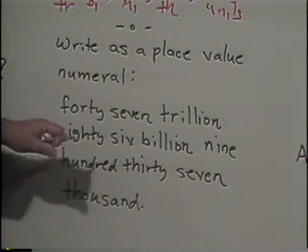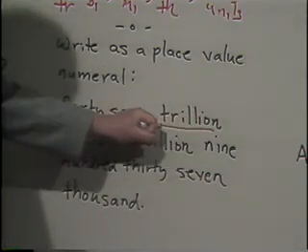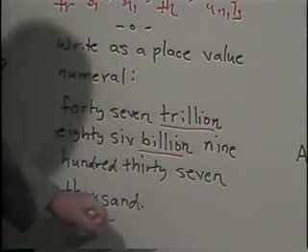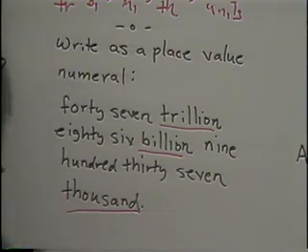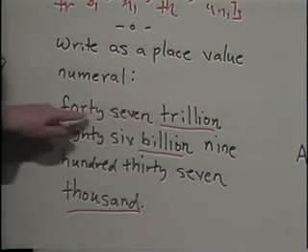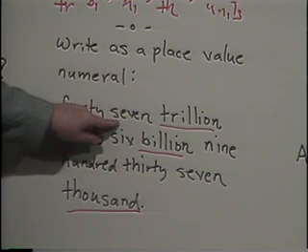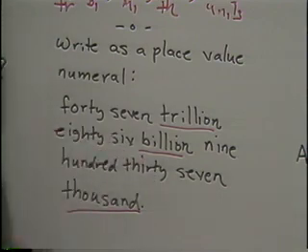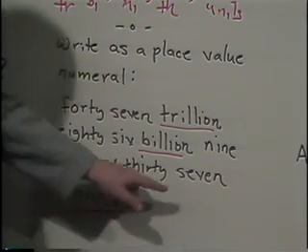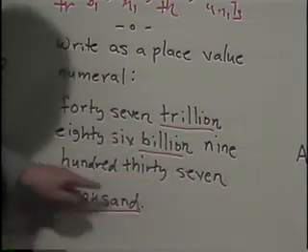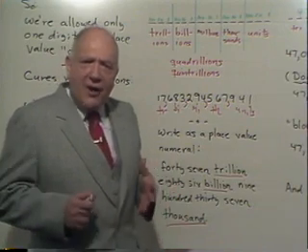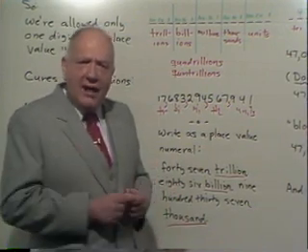So what we look for are key words. Here's the word trillion. Here's the word billion. Here's the word thousand. What adjectives modify these nouns? 47. Do we know how to write 47? Sure we do. What adjective modifies billion? 86. Do we know how to write 86? Sure we do. And what adjective modifies thousand? 937. See, we don't have to keep track of more than 3 digits at any one time.